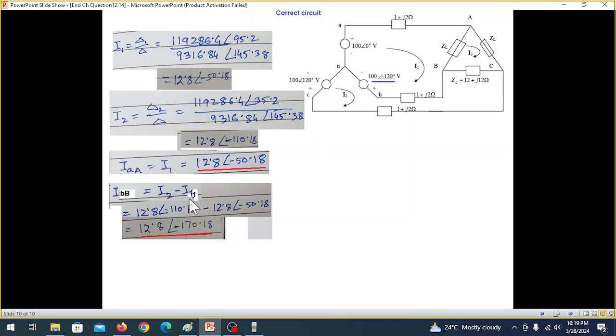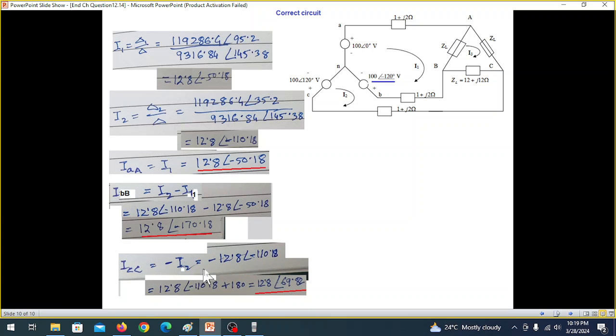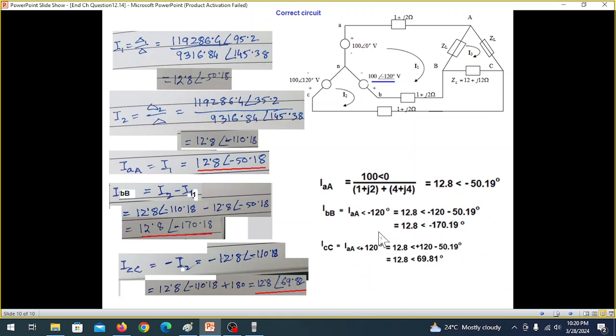So IA, as we have discussed, is just I1. IAB is I2 minus I1, and IC is minus I2. So these are the three values, and it is exactly the same as what we calculated just by using the single phase. So it is 12.8 angle minus 50.1918, this one, and then this one is 12.8 angle minus 170.18, and this one is 12.8 angle 69.8108.